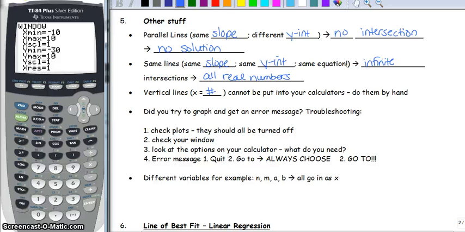Look at your options on your calculator. Most of the time, not every time, when you get an error message, it'll say quit or go to. You always want to choose the go to. It will bring you to where you made your mistake.